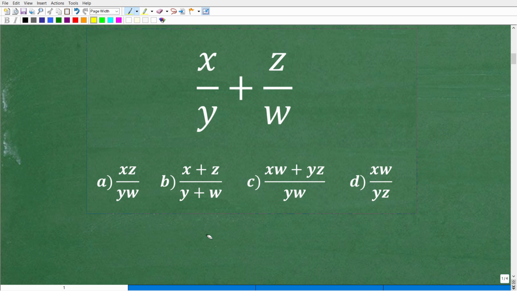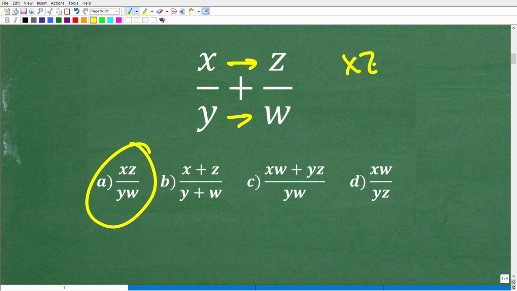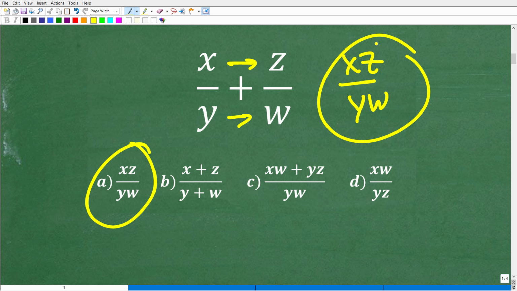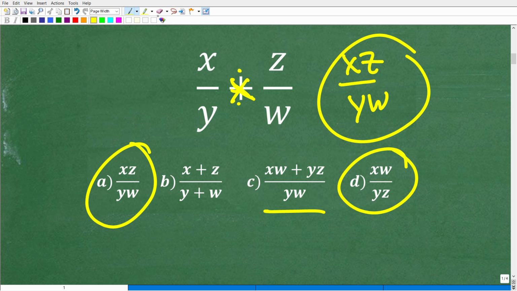Now, some of you might go, this one right here looks really good to me, xz over yw, because maybe we need to kind of multiply across. So that's like xz over yw. Well, this right here would in fact be the answer if this was multiplication, okay? But this is addition, and then this answer right here would be if this was a division problem. So obviously this is the correct answer.